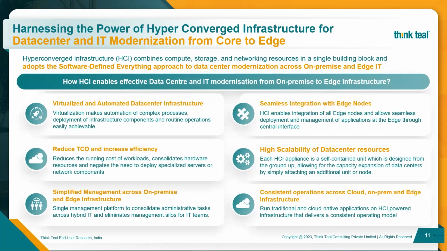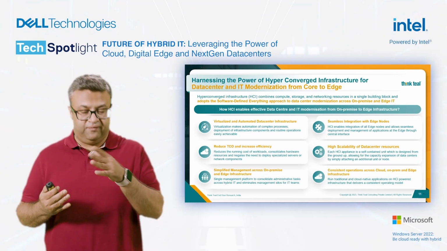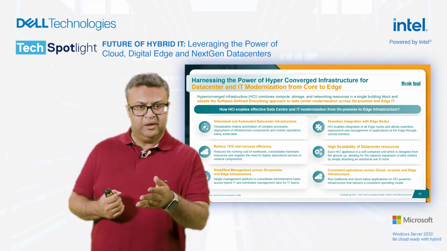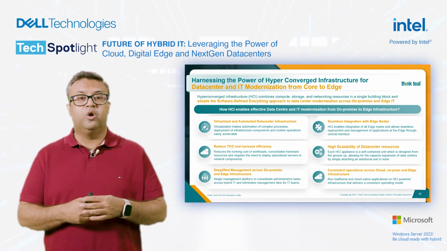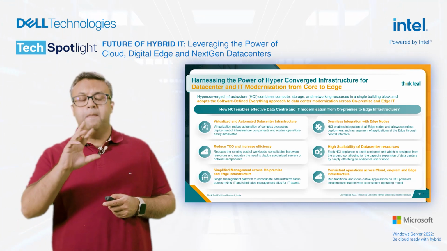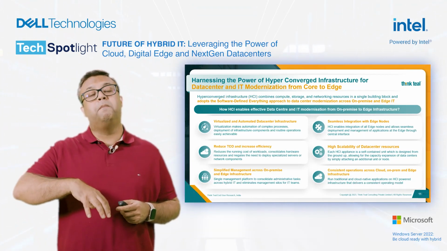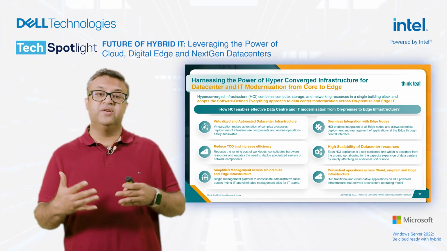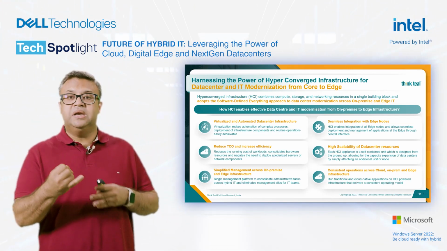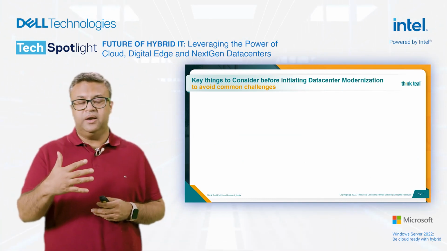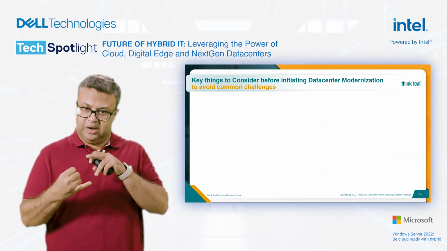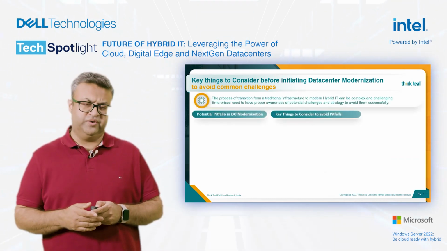Some of the key advantages, as you can see: it's easier to virtualize and automate a data center infrastructure setup. In the long run, it reduces TCO and increases efficiency. It offers simplified management across on-premise and edge infrastructure, primarily because most of your public cloud environments are built around composable or hyper-converged infrastructure themselves. It also brings seamless integration with edge nodes, high scalability to ensure that you are future-proofed, and consistent operations across, like I said, cloud, on-premise and edge infrastructure.